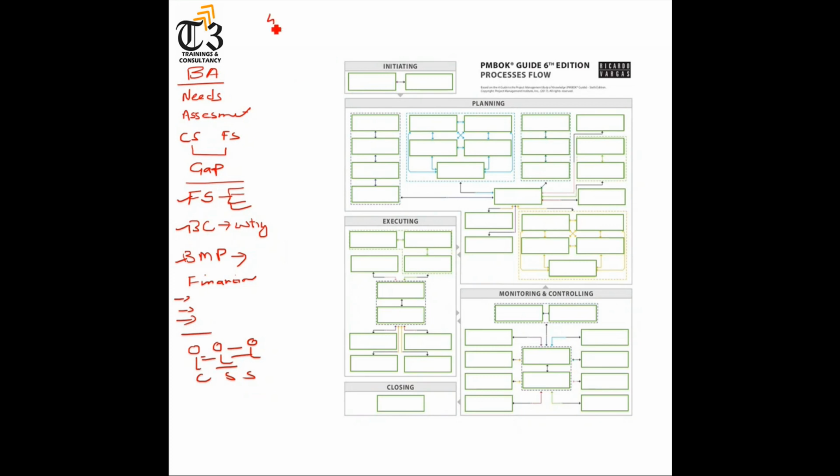To start the project, we have 5 process groups. And what are the process groups? Initiating, planning, executing, monitoring and controlling, and closing. Process groups are divided by objectives. And we have 10 knowledge areas, which we remember as scope, time, cost, quality, risk, resource, procurement, integration, communication, and stakeholders. Knowledge areas are divided by functionalities.